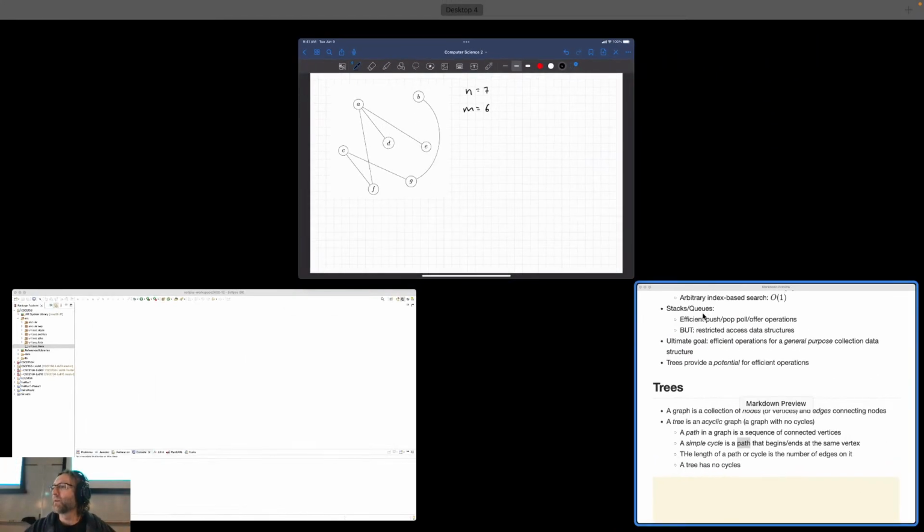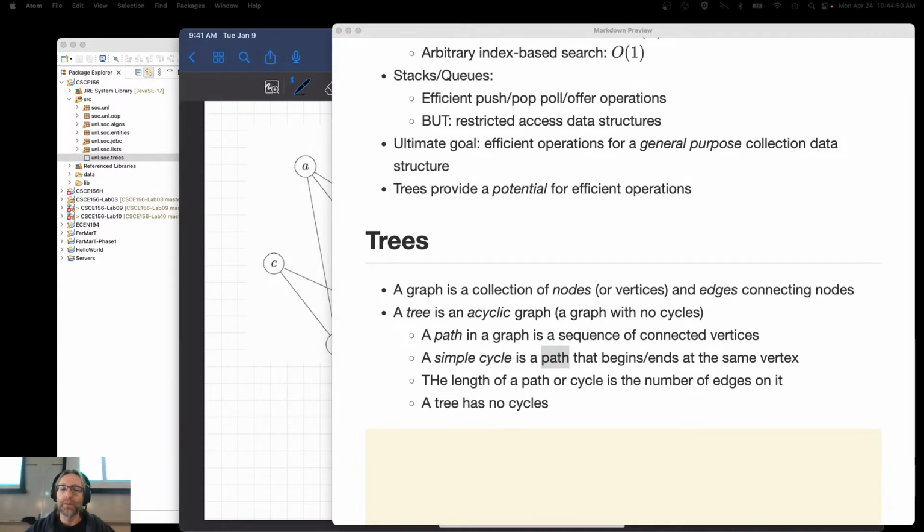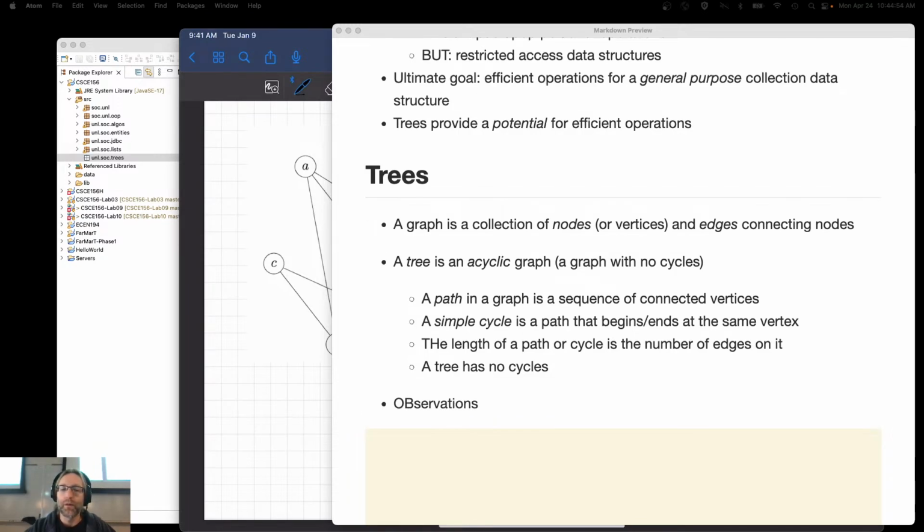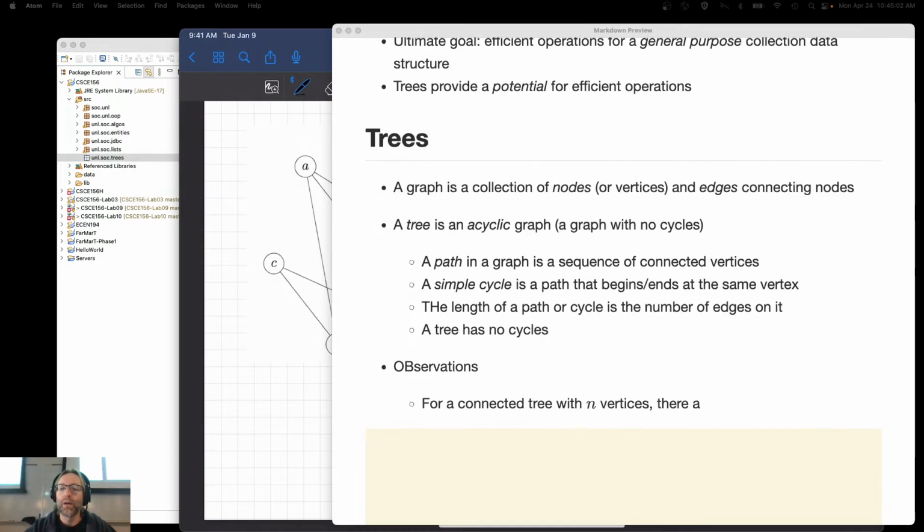So my first observation here. Let's make some observations. Observations. For a connected tree with n vertices, there are m equals what edges? N minus 1, right? Why can't there be n edges?